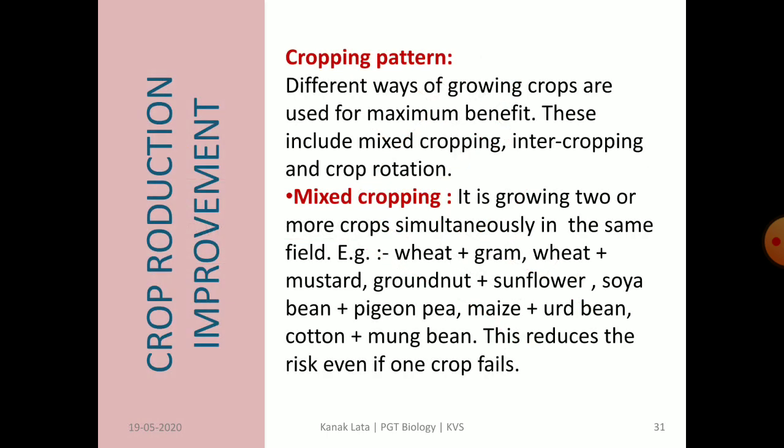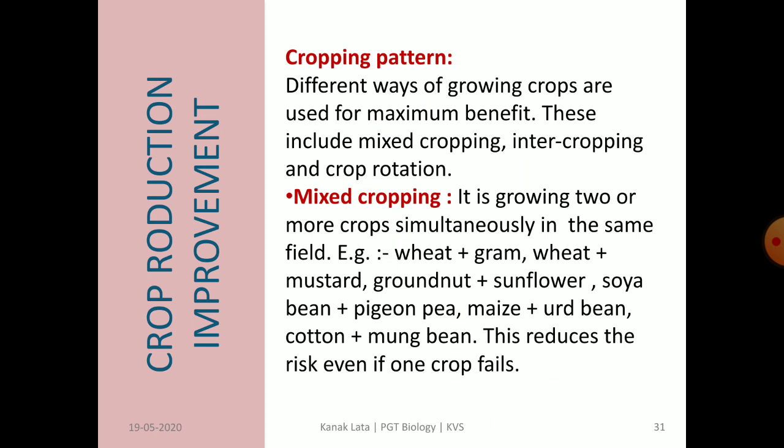Crop production improvement can also be done by cropping pattern. It means different ways of cropping patterns are responsible for maximum yield. Cropping pattern may be mixed cropping, intercropping and crop rotation. First we will see about mixed cropping.